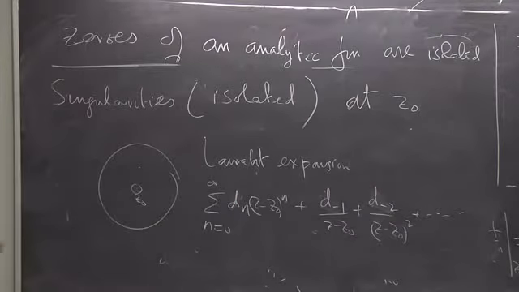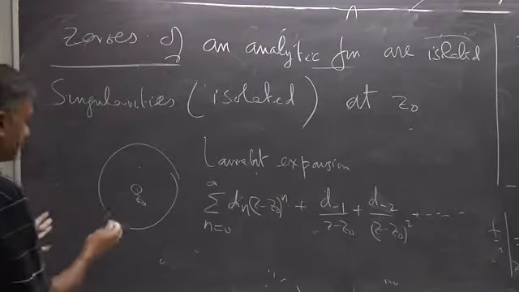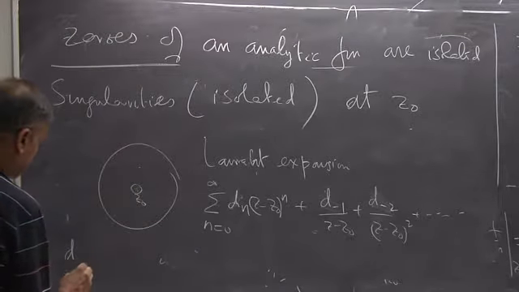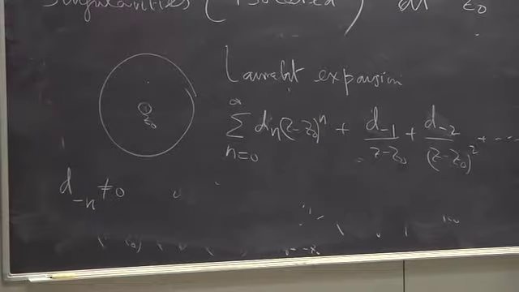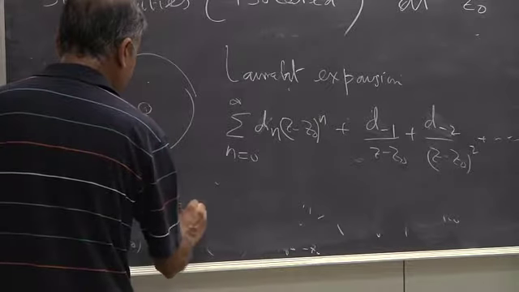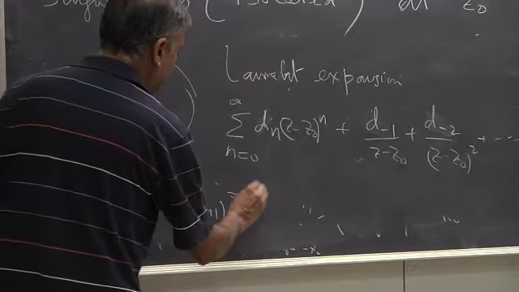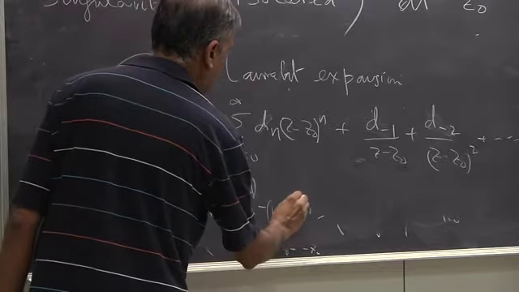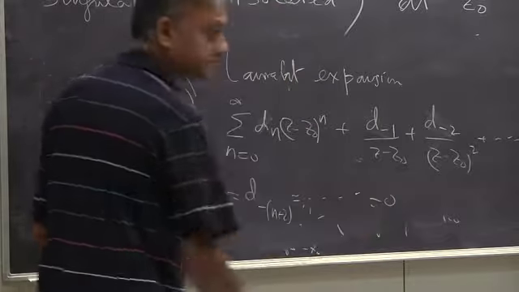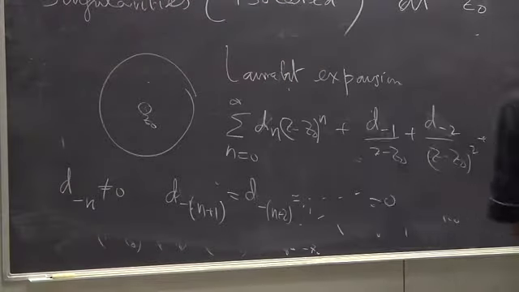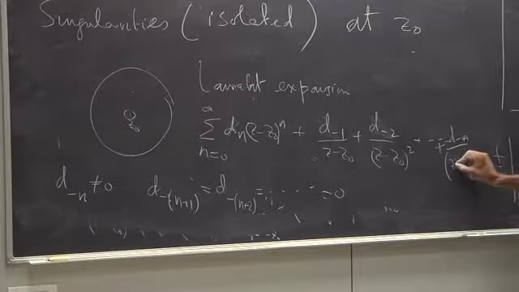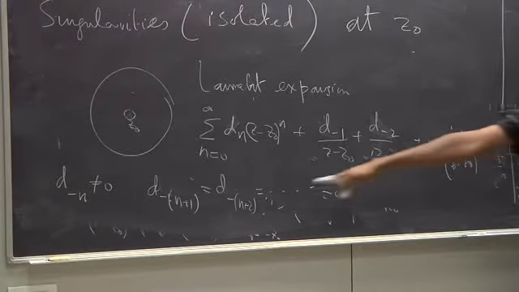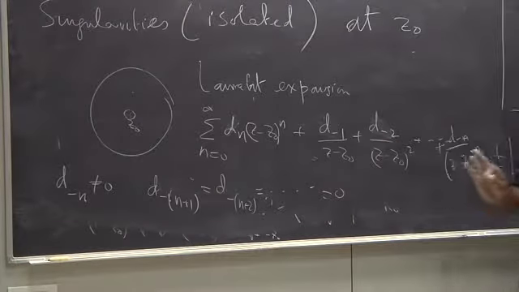Okay. Now suppose that for a particular function it happens that some d minus n is not equal to 0, but everything higher than that, meaning d minus n plus 1, d minus n plus 2, etc., all of them are 0. So d minus n will appear here, in the nth power in the denominator. But what we are saying is that beyond that there is no other term, because everything else is 0. Suppose it happens.